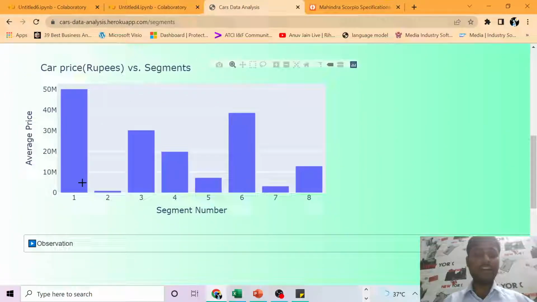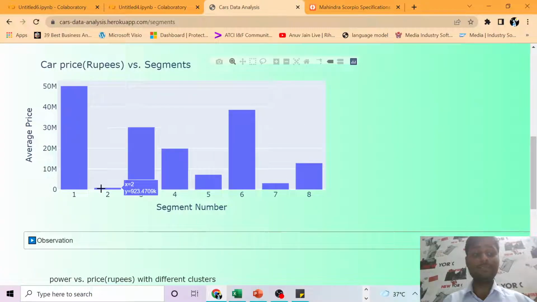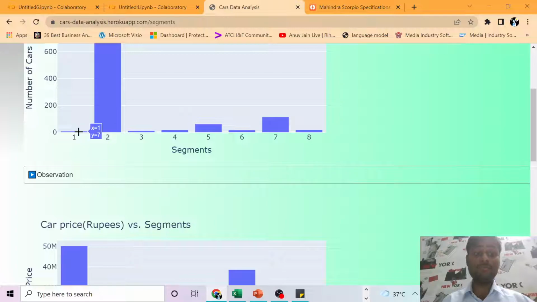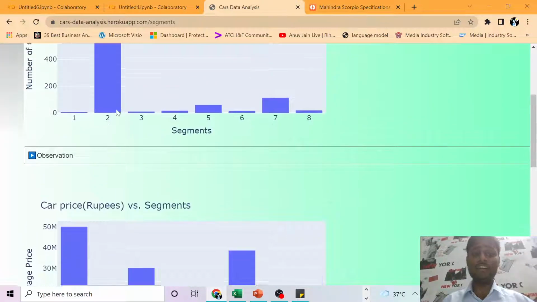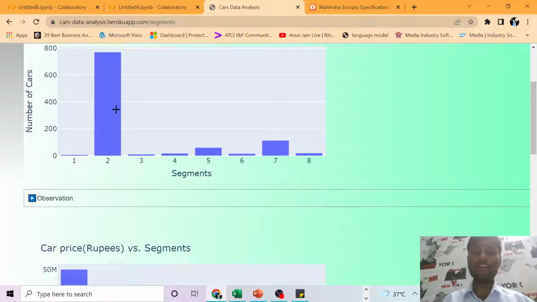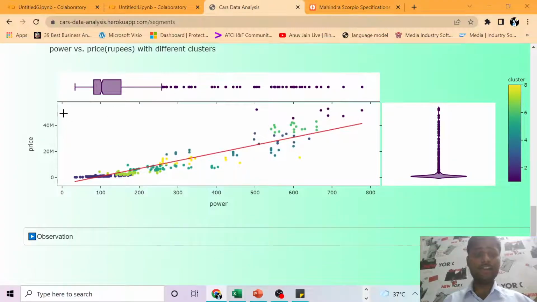The same is reflected in the average price. The segments with more cars have the least average price, and the segment with the least number of cars has the highest price. So it means that in India, the cars which are of lower price are more popular. Here you can see the power versus price clustering.